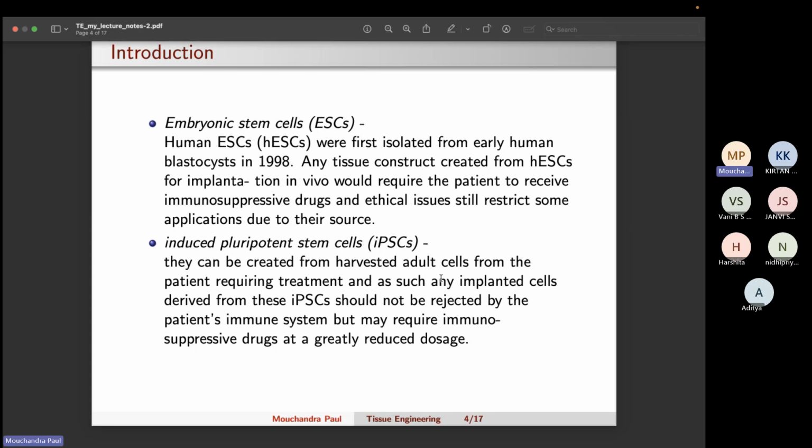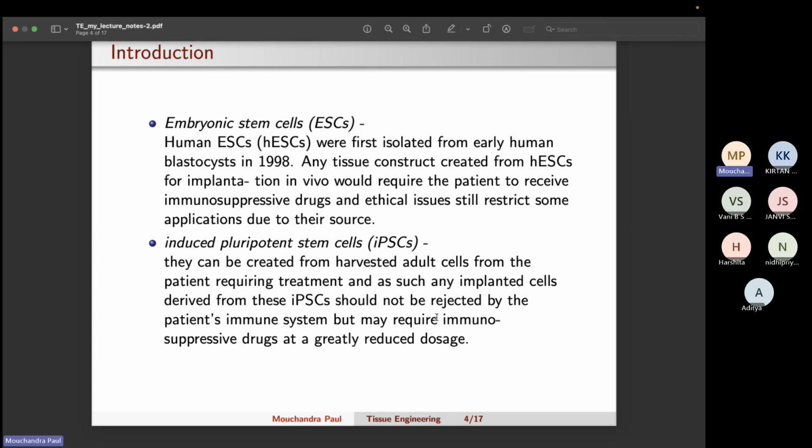Whereas with induced pluripotent stem cells, how they are created is you take any type of cells from an adult body, and they are used. You don't need the embryo or anything. You just need any type of adult cells from the body. So the ethical concerns, etc., are much less, and far fewer people will object to that.